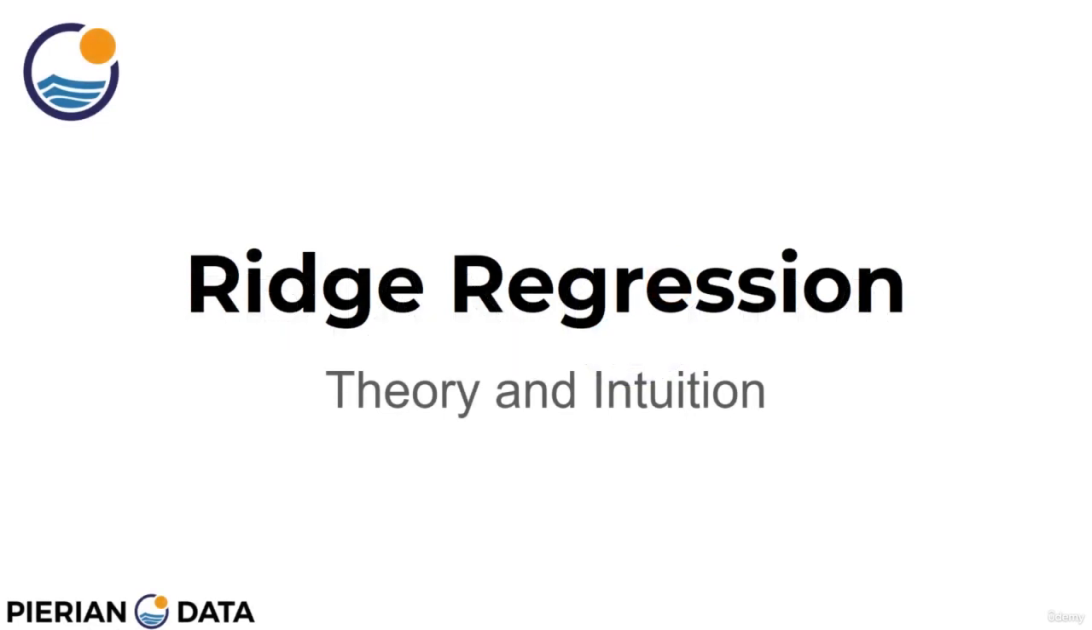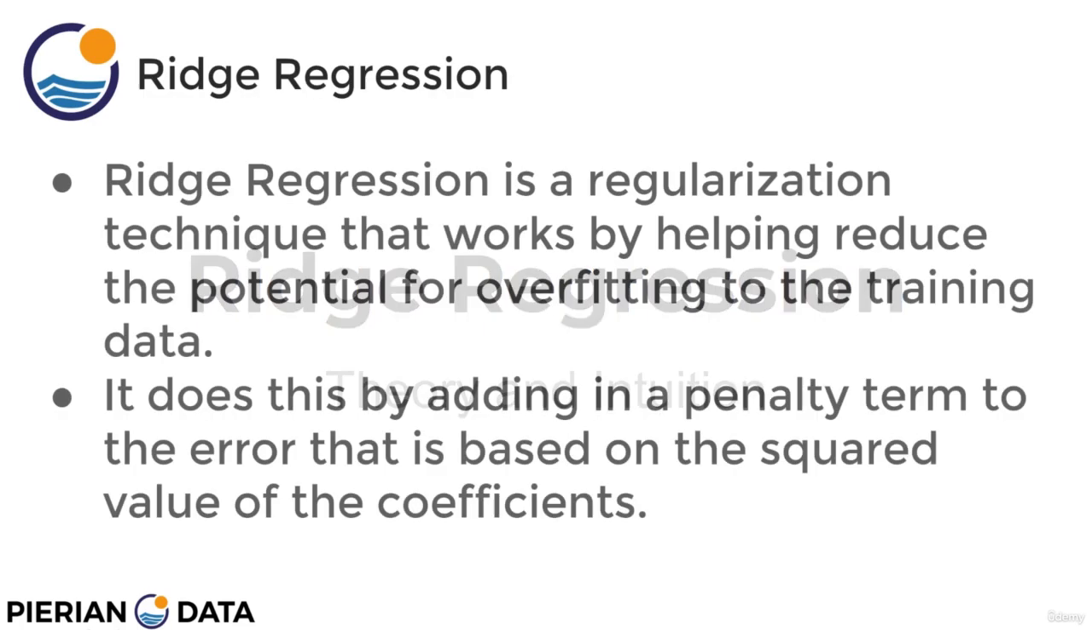Welcome back, everyone, to this theory and intuition discussion on ridge regression, which is the first form of regularization we're going to cover in relation to linear regression. So ridge regression is a regularization technique that works by helping reduce the potential for overfitting to the training data. And it does this by adding in a penalty term to the error that is based on the squared value of the coefficients. And later on, you'll realize that regularization in general has this really common penalty term addition, regardless of how you're actually doing the regularization.